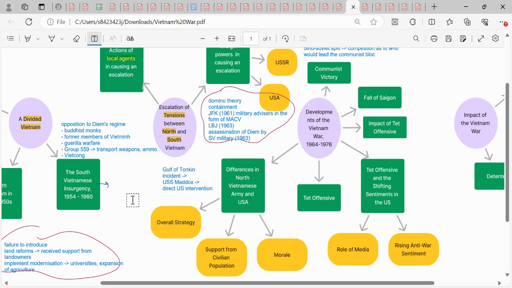Okay, next up, we have the developments of the war itself. And normally this set of content, the developments of the Vietnam War, would be where you find information regarding what led to America's defeat or America's withdrawal.